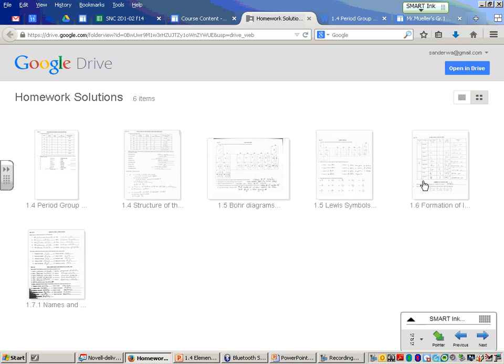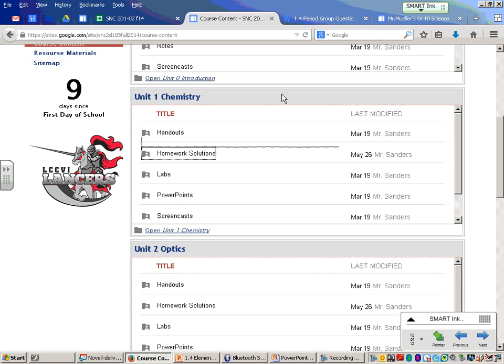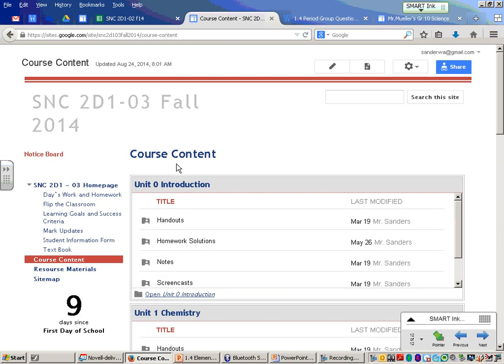There's the answers to that sheet. The day after, we're doing formation of ions. There's the answers to that sheet, all right? This is naming of chemicals. When I assign that sheet, there are the answers to those. And as we get moving ahead, I will be completing the answers, and I'll scan them and put them online, and you can always go and get them from the course content homework solutions.